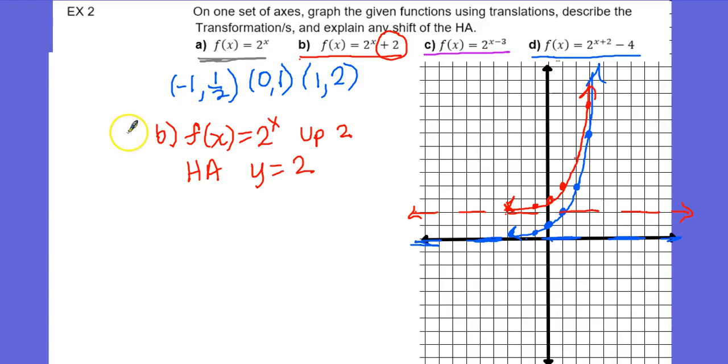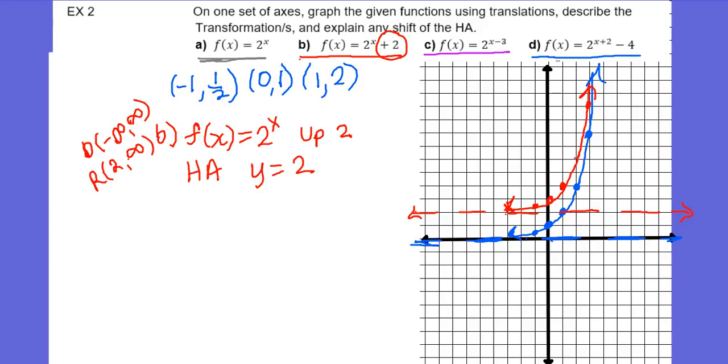Let's talk real quickly about our domain and range, because this is what I'll require you to do on your homework today. Your domain is unrestricted. And how about your range? 2 non-inclusive to infinity, because everything shifted up 2, so your asymptote is now 2 higher. Yes, on the original, your range was 0 to infinity.